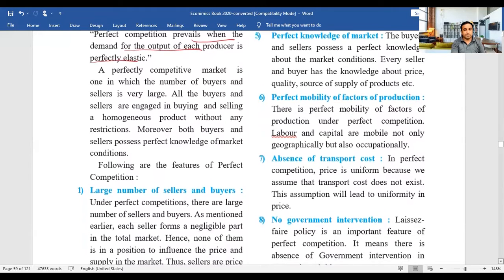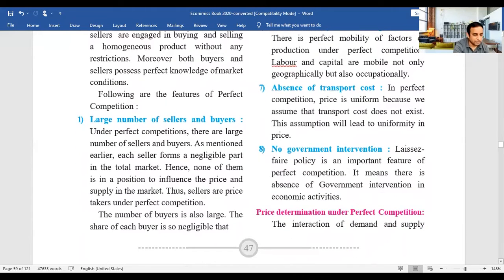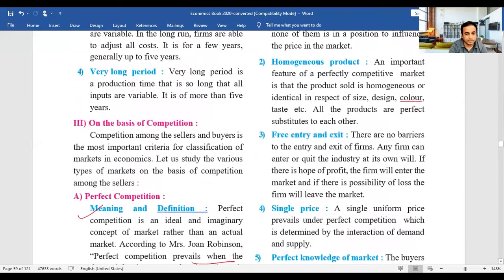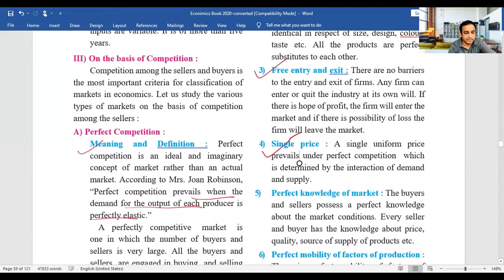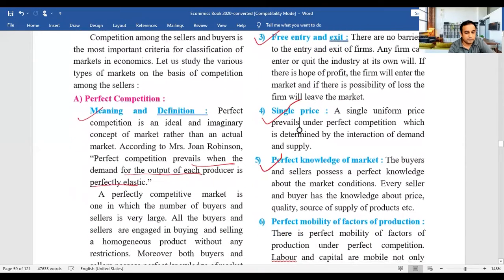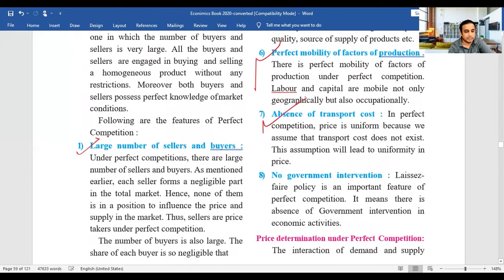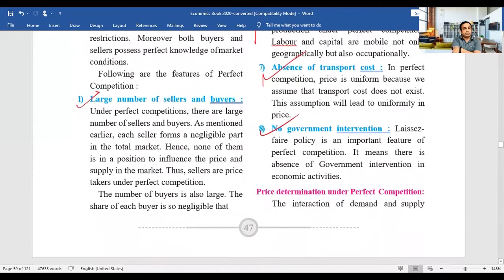So features of perfect competition we discussed in detail. So the features are: large number of sellers, large number of buyers, homogeneous means identical product, free entry free exit, single price, perfect knowledge of market condition, perfect mobility of factors of production, absence of transportation cost, and no government interference. So these are the features of the perfect competition.